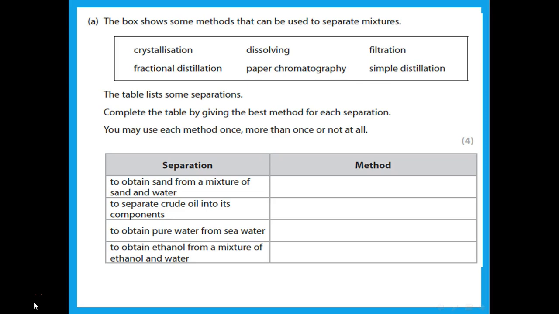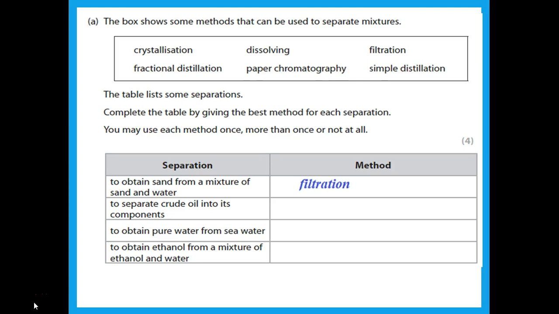The box shows some methods that can be used to separate mixtures. The table lists some separations. Complete the table by giving the best method for each separation. To obtain sand from a mixture of sand and water. Do you remember this? Sand is something that doesn't dissolve in water. I'm trying to separate it from water. This is filtration.